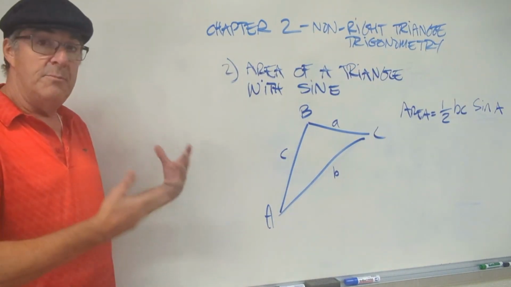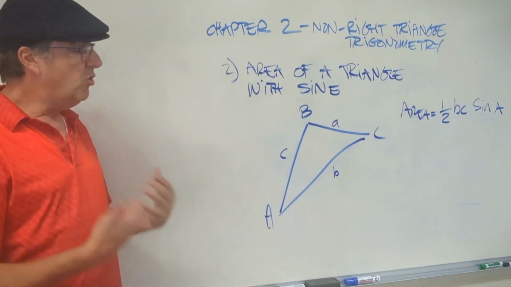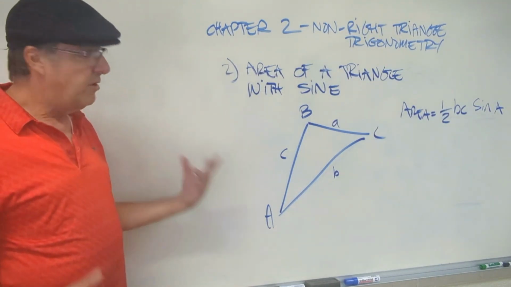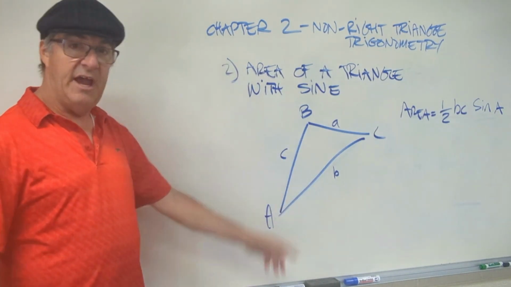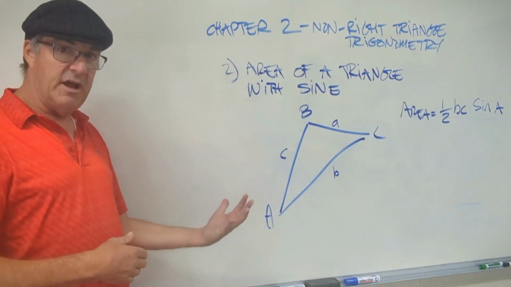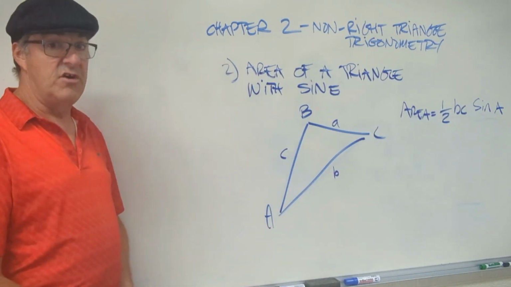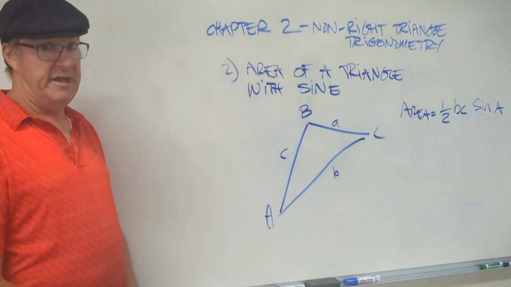So again, being adept with this formula requires that you understand the formula, that you understand at its root, you need two sides and the included angle, and then you'll need to be able to plug area in and find the other unknown, whether it's a side or an angle.